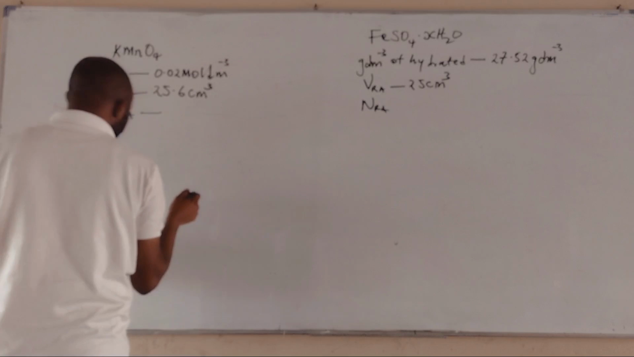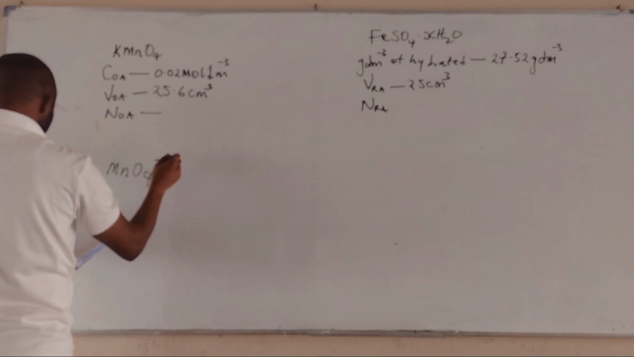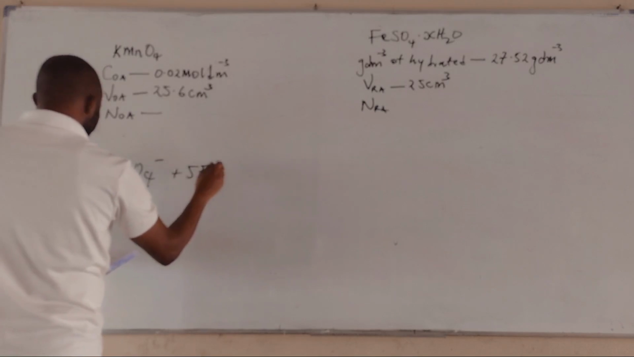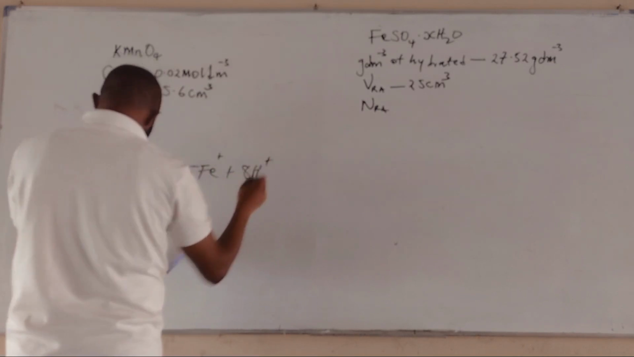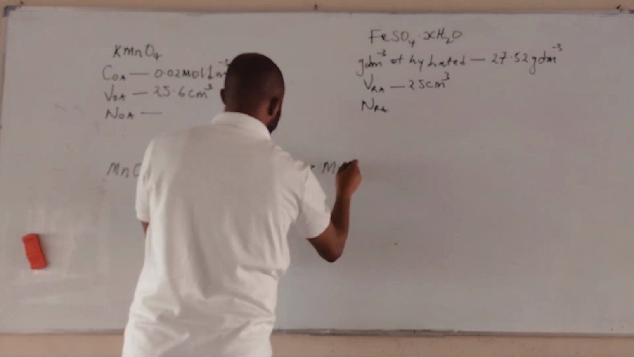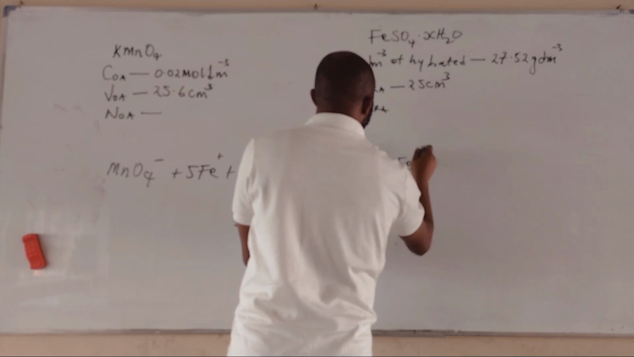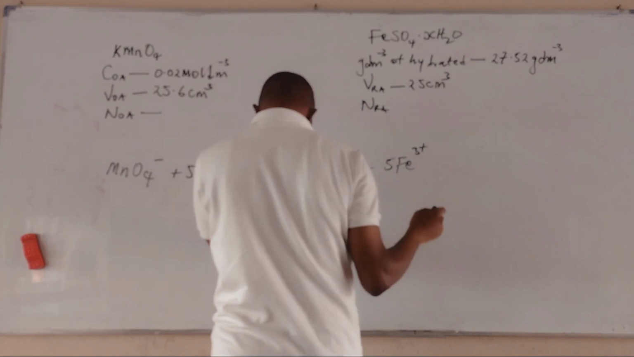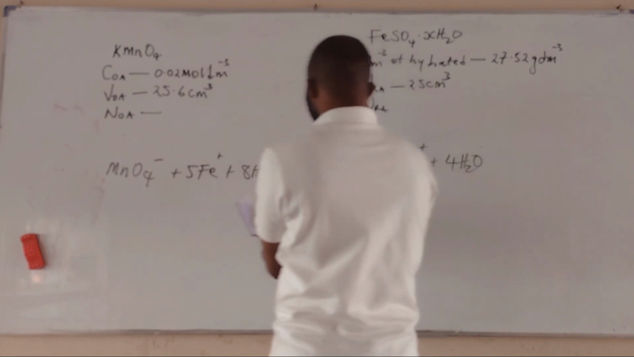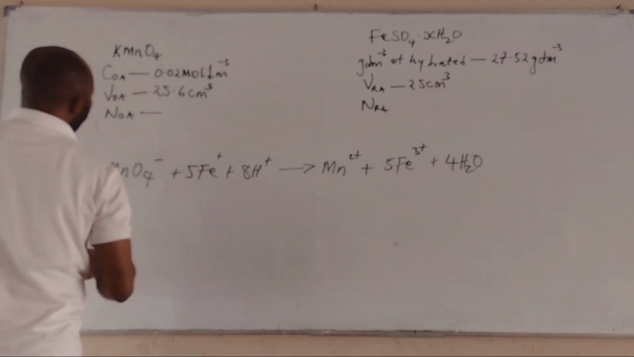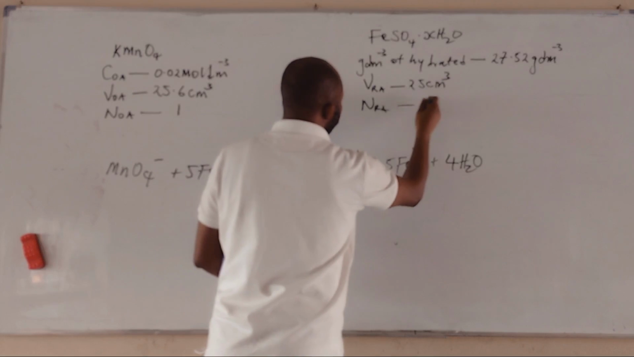Now, this is our equation of reaction. We have MnO4 minus plus 5 iron 2 plus plus 8 hydrogen plus gives us Mn2 plus, 5 iron 3 plus, and 4 moles of water. From the equation of reaction, we know our number of moles of oxidizing agent is 1, and number of moles of reducing agent is 5.